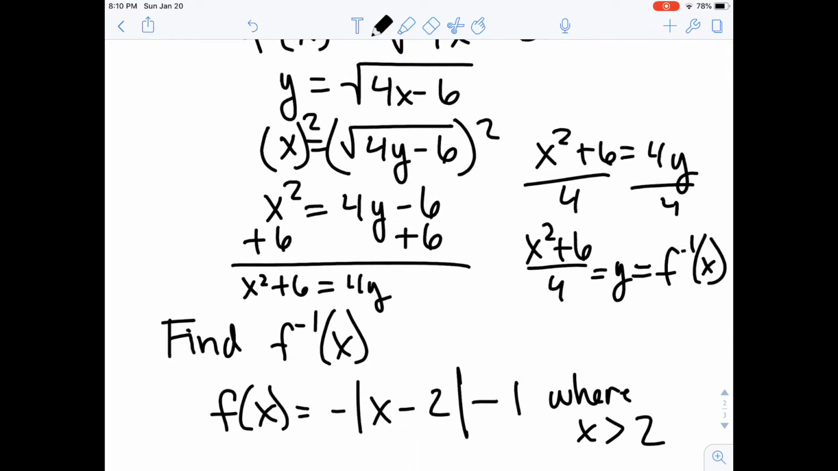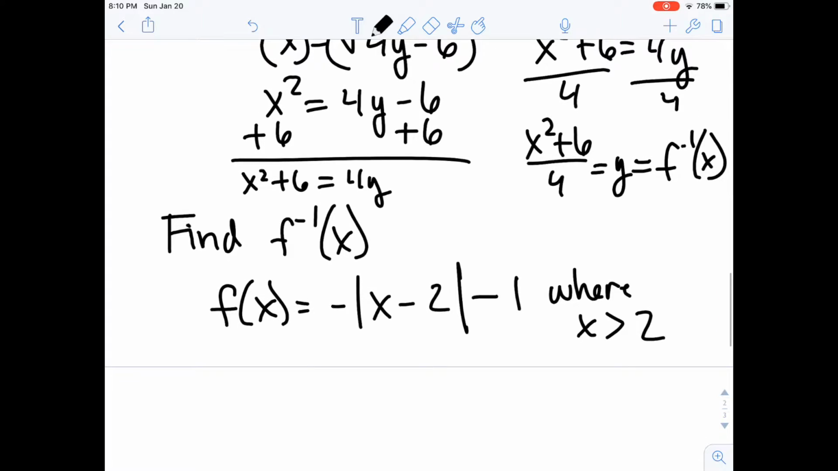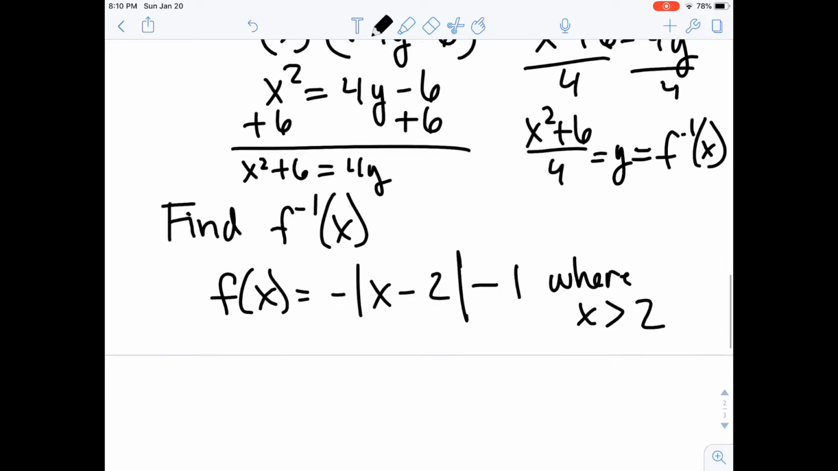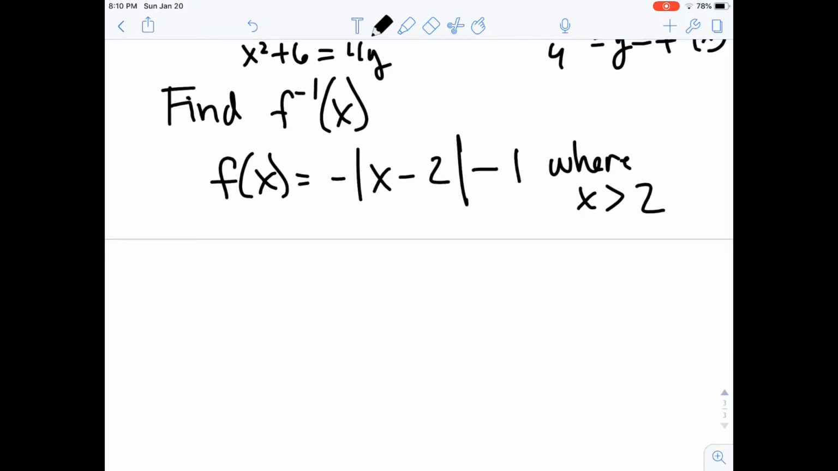Okay. Now, this is where it gets a little weird. What if the function that you're trying to find is an absolute value? Well, if you remember the graph of an absolute value, looking at your graphs, say absolute value x minus 2, so that means negative absolute value of x minus 2, minus 1.